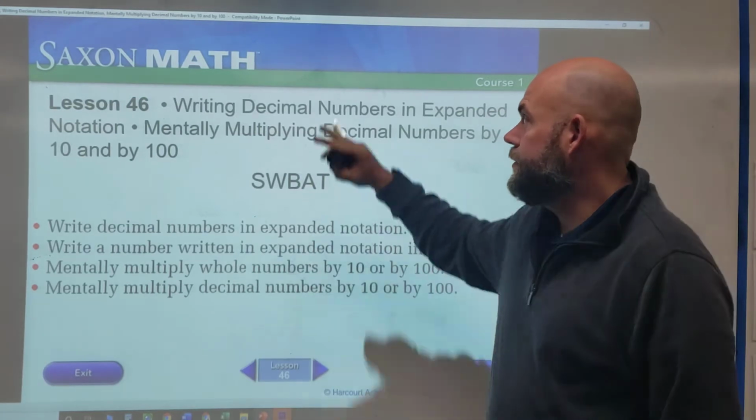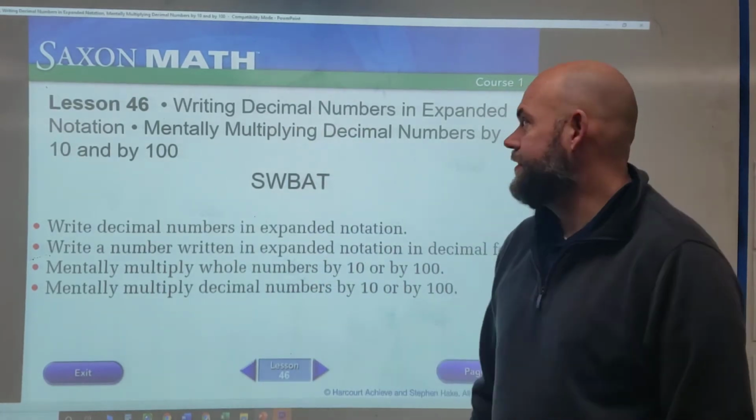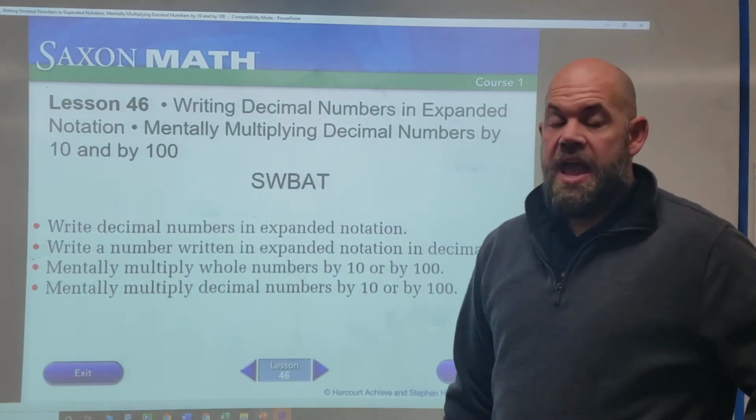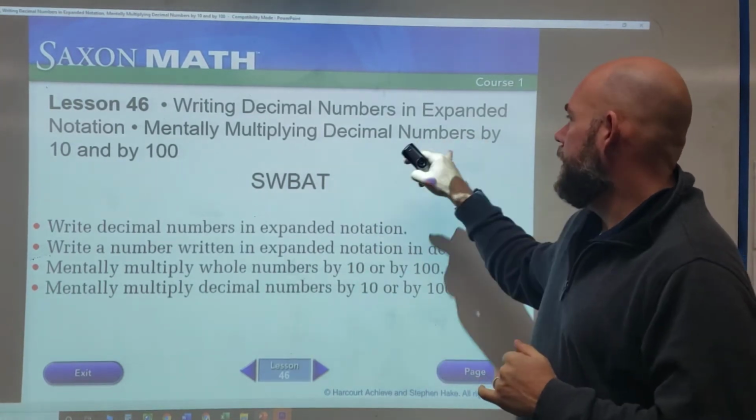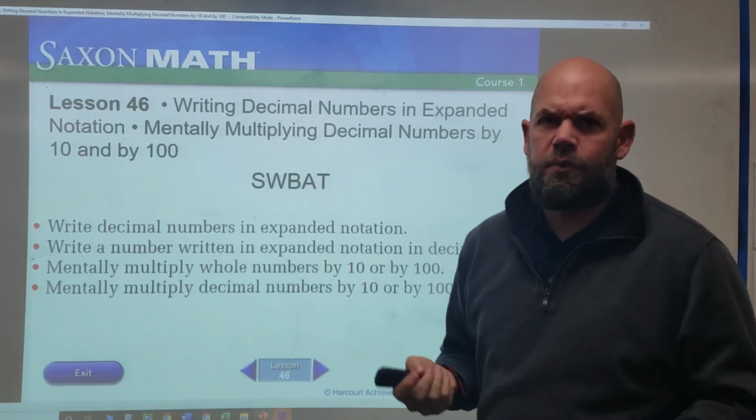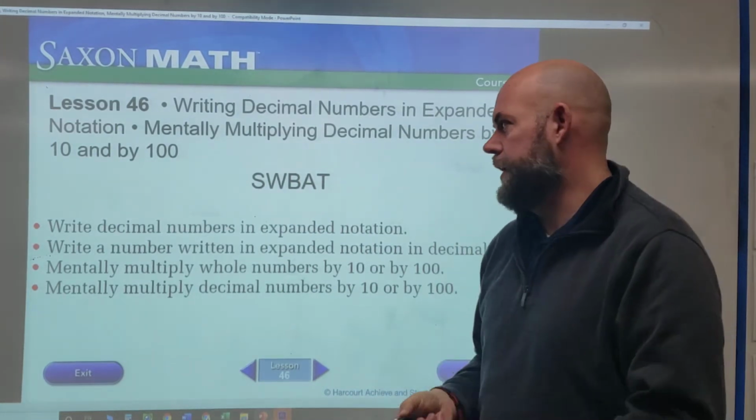Today we are going to do Saxon Math Lesson 46. Now this is all about writing decimal numbers in expanded notation and then multiplying decimal numbers by 10 and 100. Basically we're going to talk about shifting decimal points today.